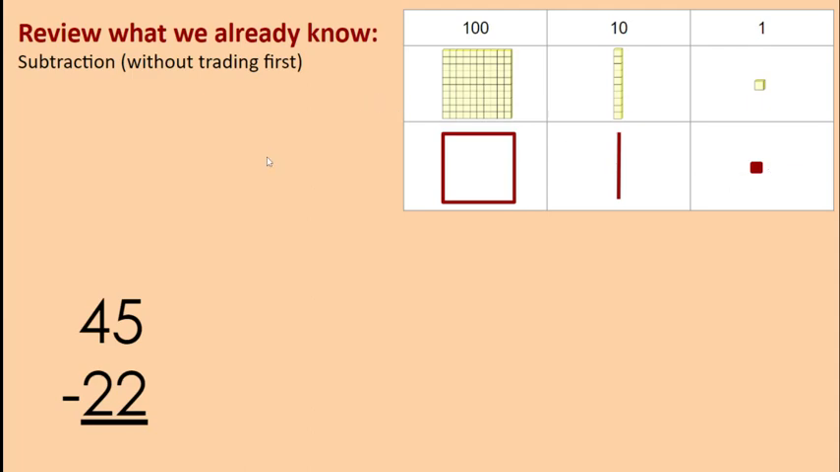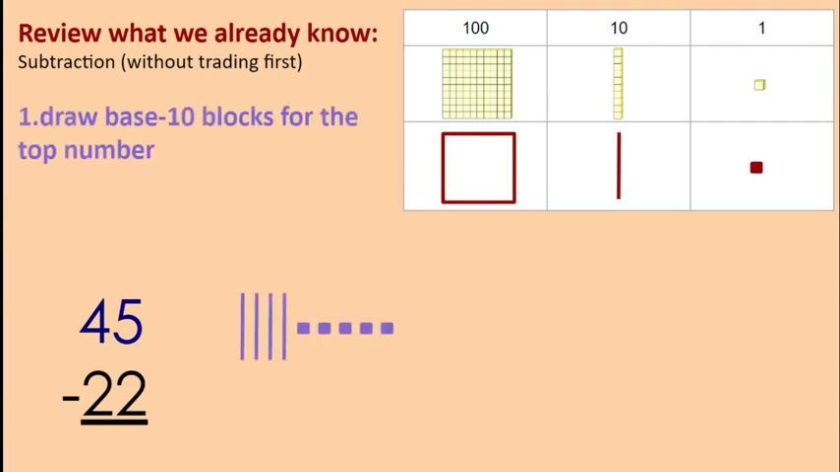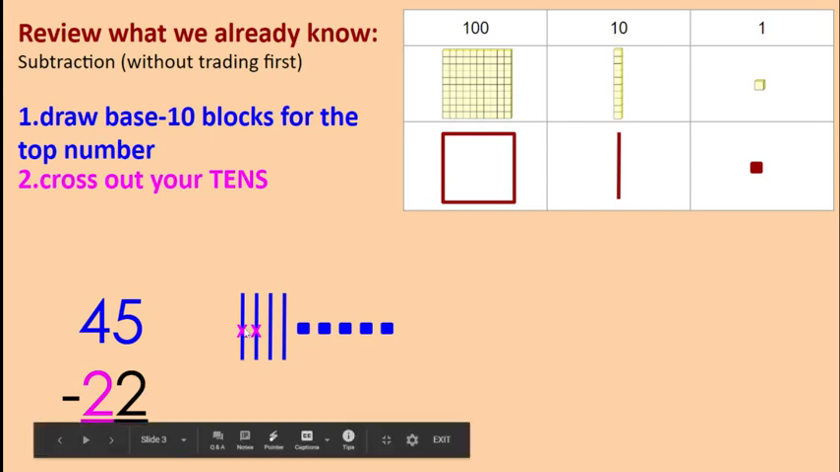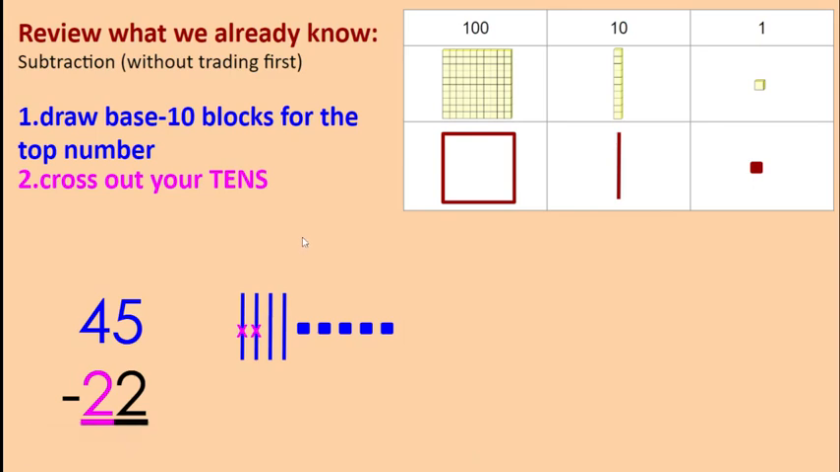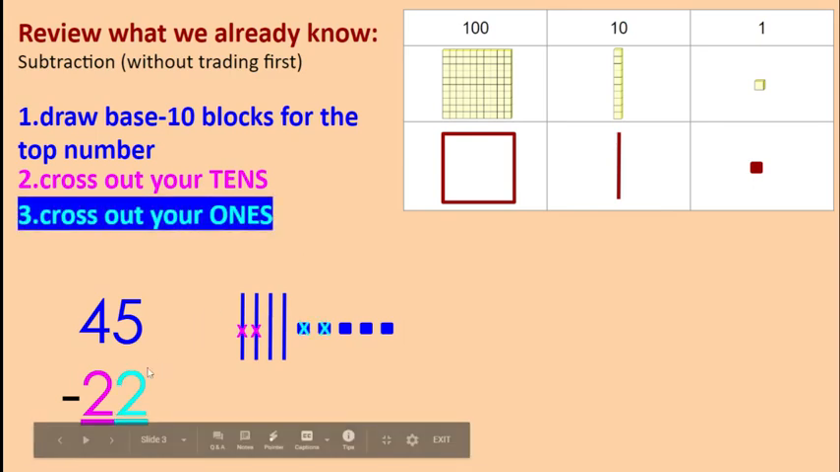So when we subtract, let's take a look at this example, 45 minus 22. You already know how to do this kind of problem. First, you would draw the base 10 blocks for the top number. 45 is drawn with 4 10s and 5 1s. The next step would be to take away the number of 10s and 1s. So let's take out or cross off the number of 10s first. You see in the number 22, there are 2 10s, so I crossed out 2 10s. In the ones place, we also have the number 2, so I crossed off 2 1s.